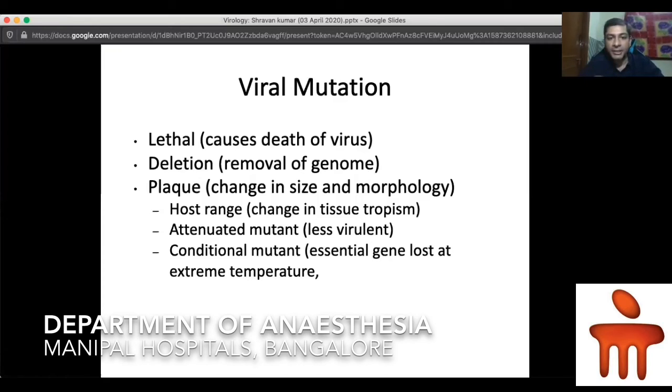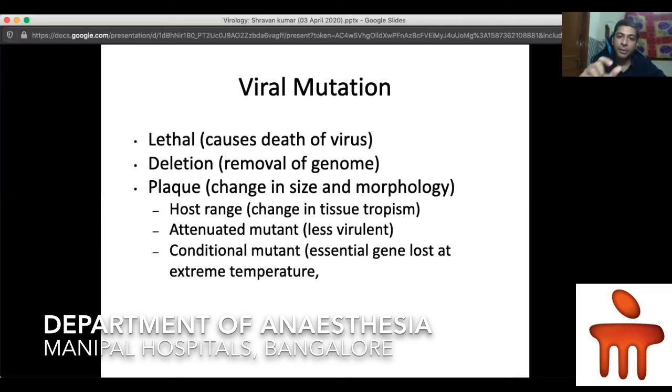A deletion mutation means that a significant portion of the genome is removed from it. This changes the overall nature of the virus as well. If, let's say, a particular virulence protein is removed from the genome, then the possibility of the overall lethality of this virus is significantly lesser. There is another type of mutation called the plaque mutation, where a plaque of the viral genome is removed, and this also changes the overall nature of the virus.